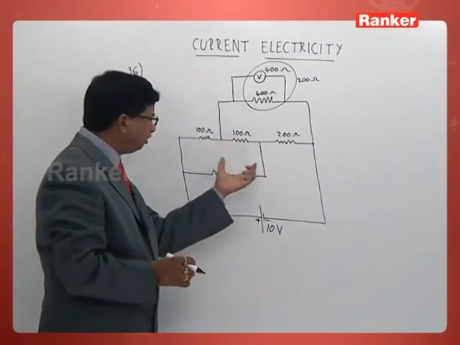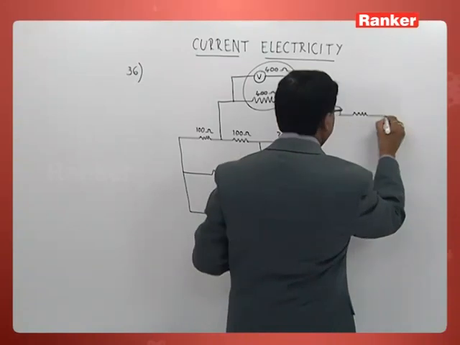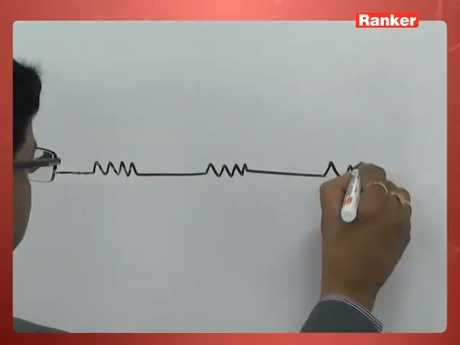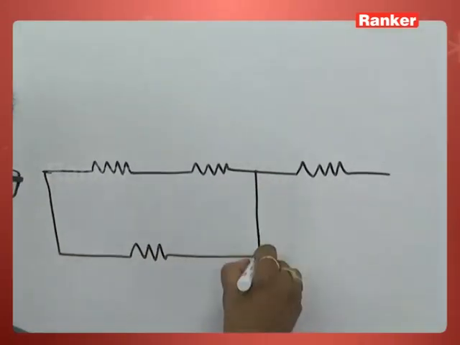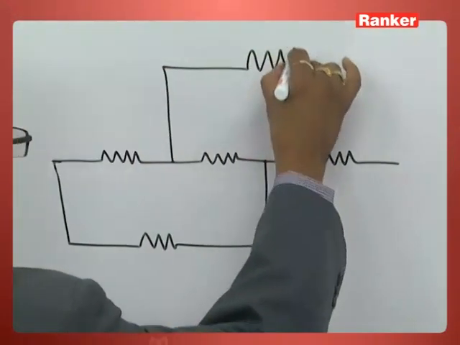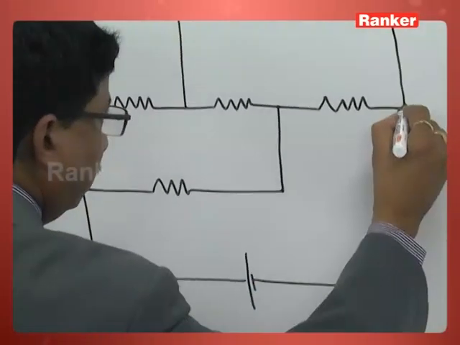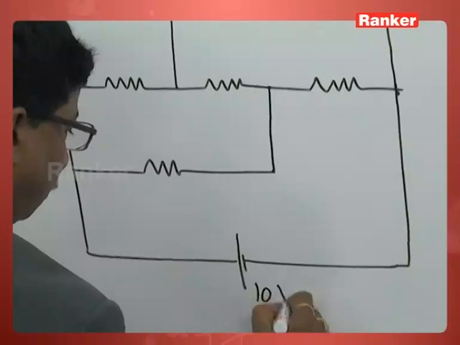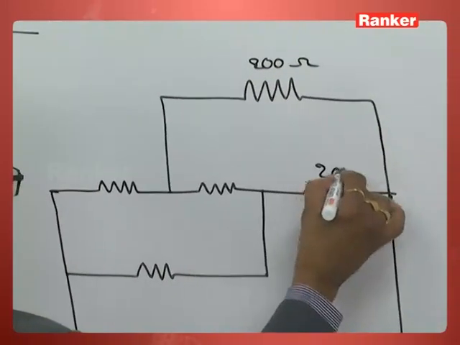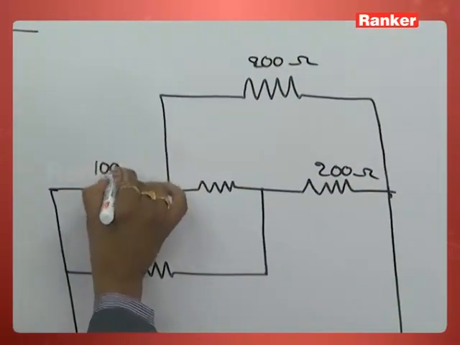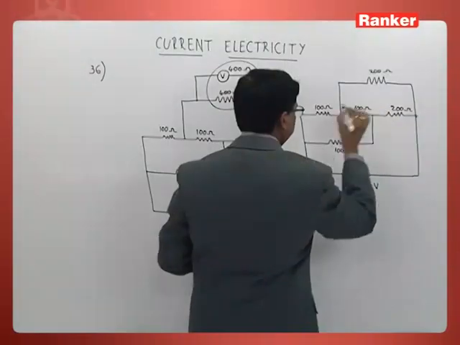How come? I just draw the same circuit again like this. Look at the 100 resistance, the second one, the third one this way, and here we have a resistor connected across. Here we have another resistor connected across, and this total system is now connected across the cell like this. This is 10 volt, negative, positive. This one is 200 ohm. This one is 200 ohm. This one is 100 ohm. This one is 100 ohm. And even this one is given 100 ohm.